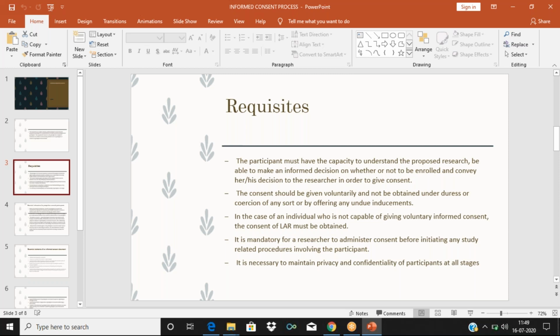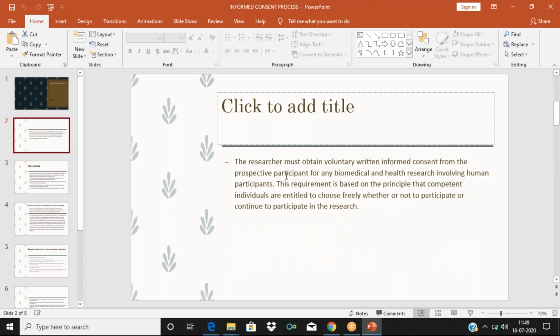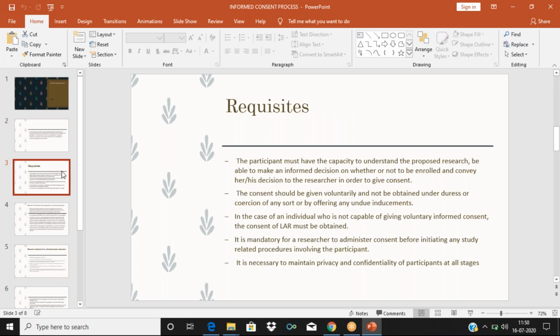Then it is mandatory for a researcher to administer consent before initiating any study related procedures involving the participant. As we discussed in the first slide, it is mandatory. Without consent, even before initiating the study, the researcher has to obtain the consent. Consent from the prospective participant means the participant who is going to be included in the study. So even before the study is initiated, the researcher has to obtain the consent.